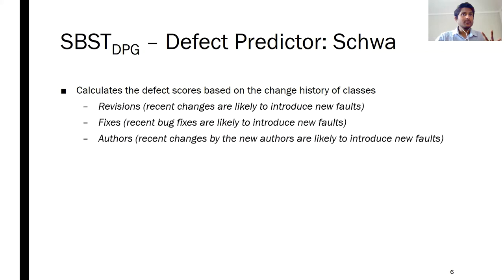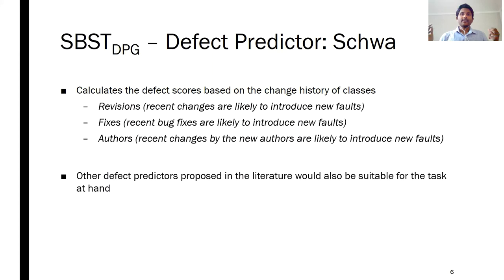At a high level, SHUA follows this rule. Recent changes to a class are likely to introduce new faults. Recent bug fixes to a class are likely to introduce new faults. Recent changes to a class by new developers are likely to introduce new faults. I would also like to mention that other defect predictors which use different features proposed in the literature would also be suitable for our task.